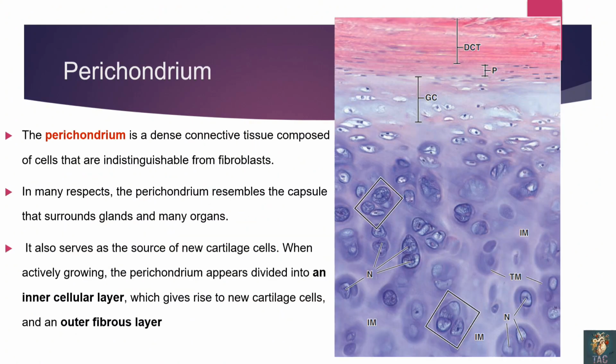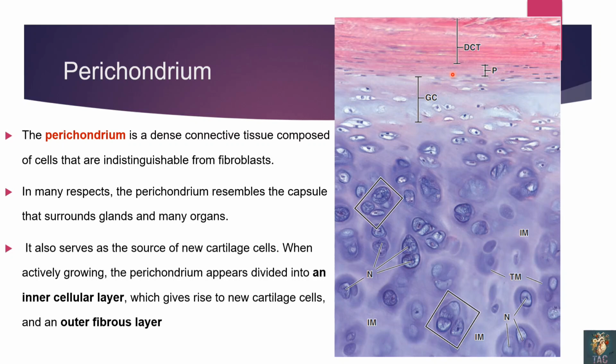So what is pericardium? First of all, the pericardium is a dense connective tissue that is composed of cells that are indistinguishable from the fibroblast. So you can see in this slide, from this area to this area, this is the pericardium. This is dense irregular connective tissue, and again this pericardium from here to here.